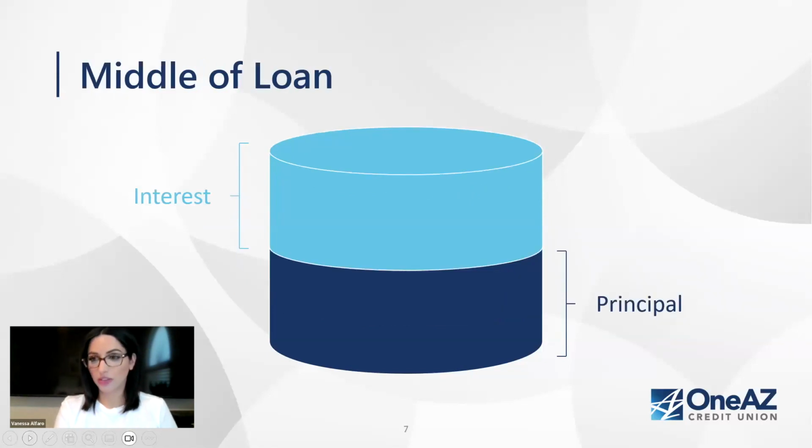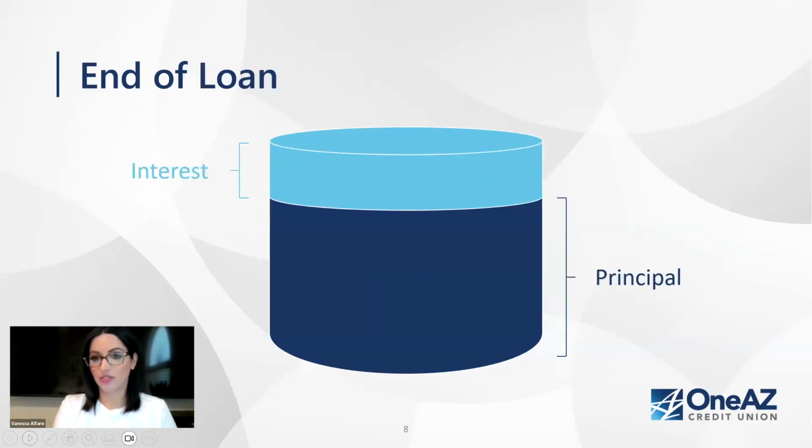Towards the middle of your loan, you're starting to pay more towards your principal, helping you pay down that balance quicker. And towards the end of the loan, if any of you have ever paid a loan off or gotten toward the end of an auto loan or any other type of installment loan, you might see that the last couple of payments, you're really paying down the principal and very little is going towards your interest on an installment loan.